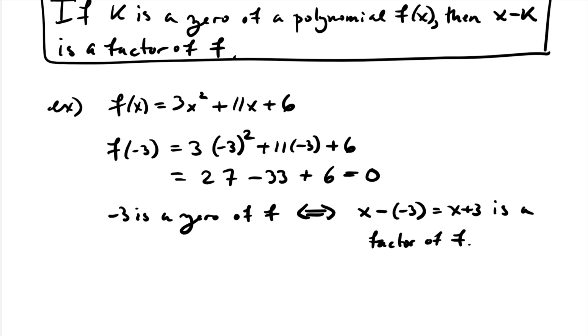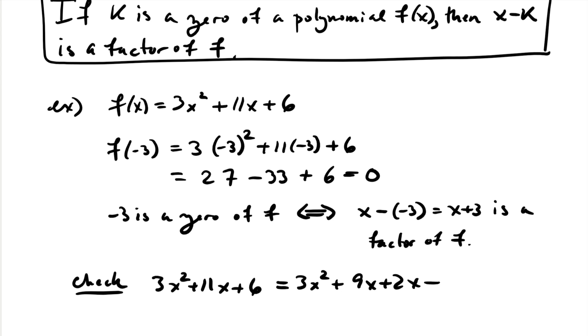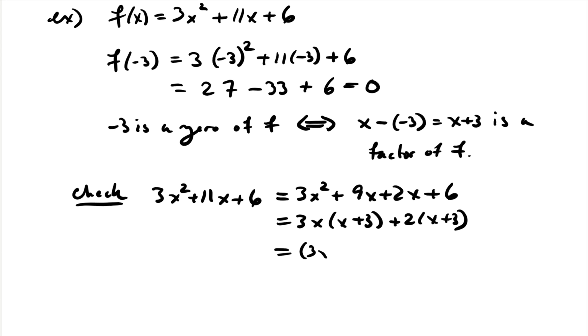So let's check that this actually is correct just by factoring it. By factoring, we should find x plus 3 eventually as one of its factors. So here I've got a quadratic polynomial, so I can apply the AC method. I need to find two numbers such that their product is 18 and their sum is 11, so that's 2 and 9. So I'll write 9x plus 2x plus 6. I factor by grouping. And you can see this x plus 3 showing up, which is indeed a factor of my polynomial. Okay, so it works.